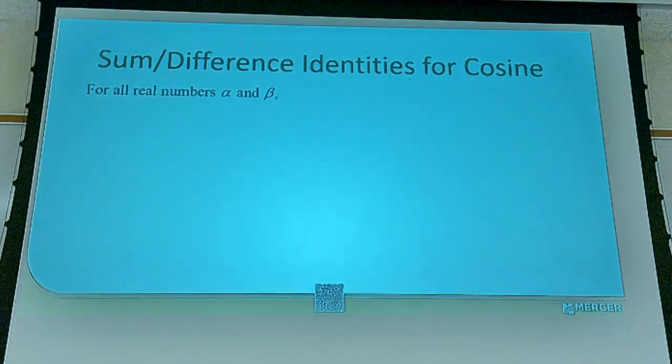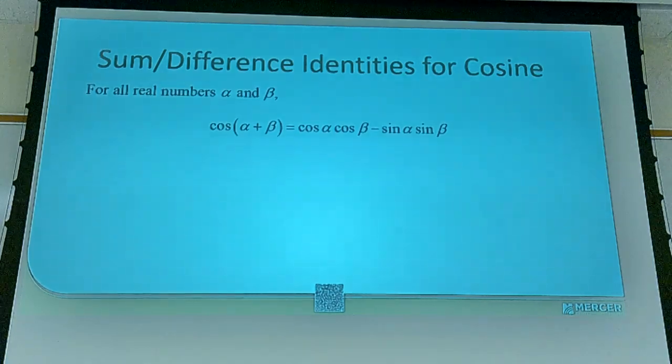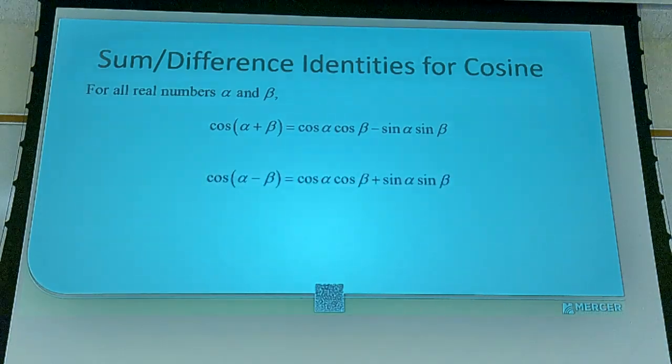All real numbers, alpha and beta. Cosine of alpha plus beta is cosine of alpha times cosine of beta minus sine of alpha times sine of beta. And cosine of alpha minus beta is the same except it's a plus instead of a minus. Again, I would recommend you write these down on that separate sheet of paper with all of your important properties and identities.